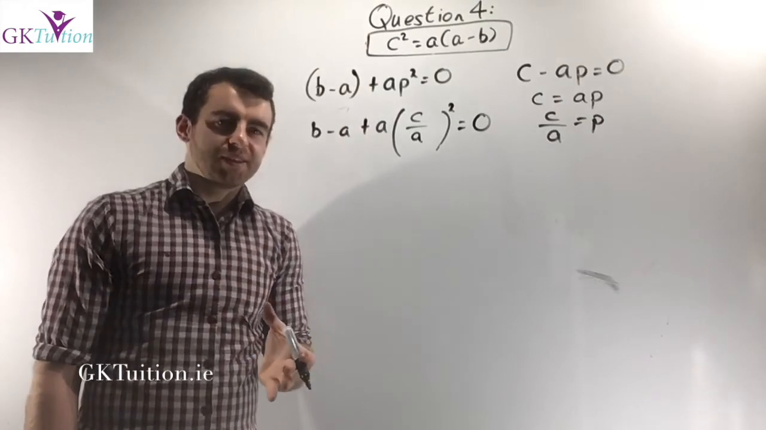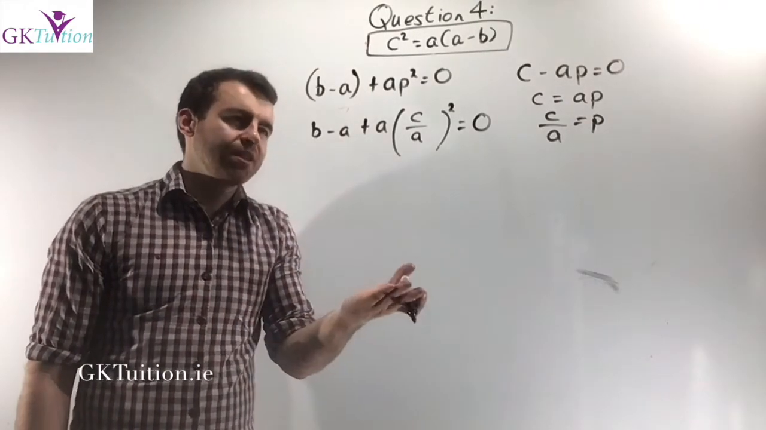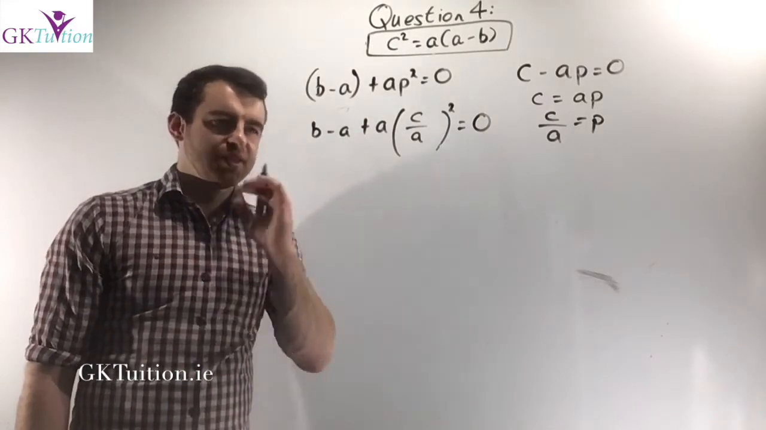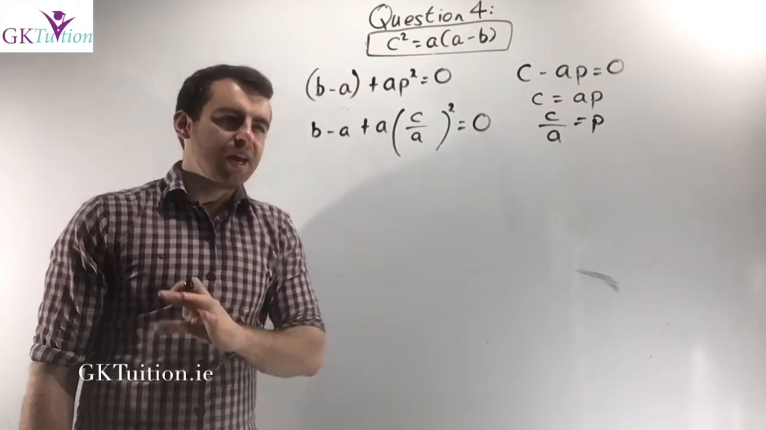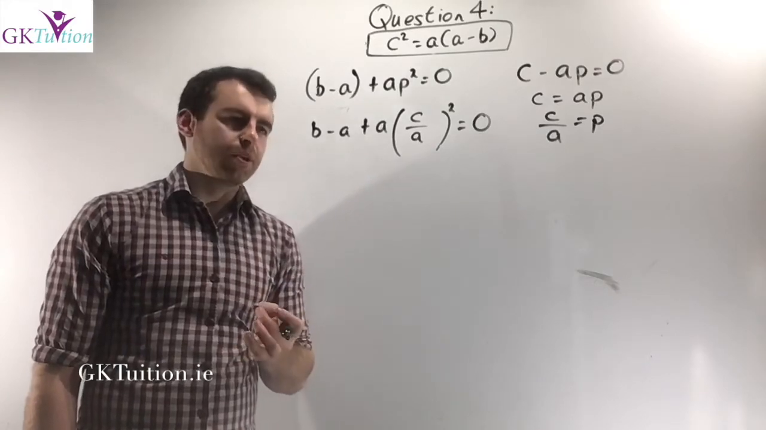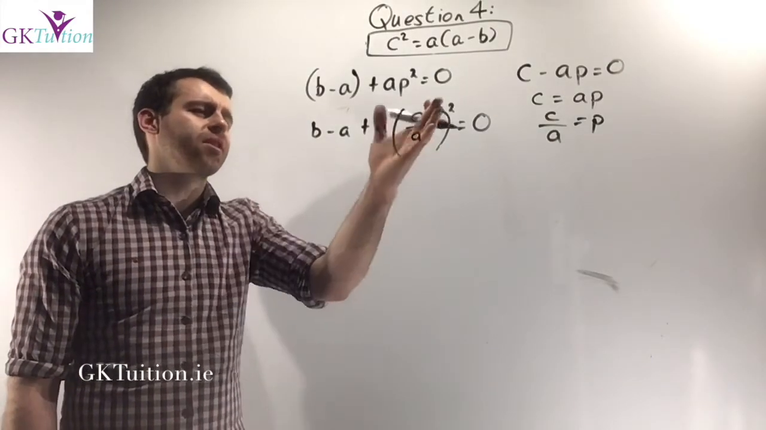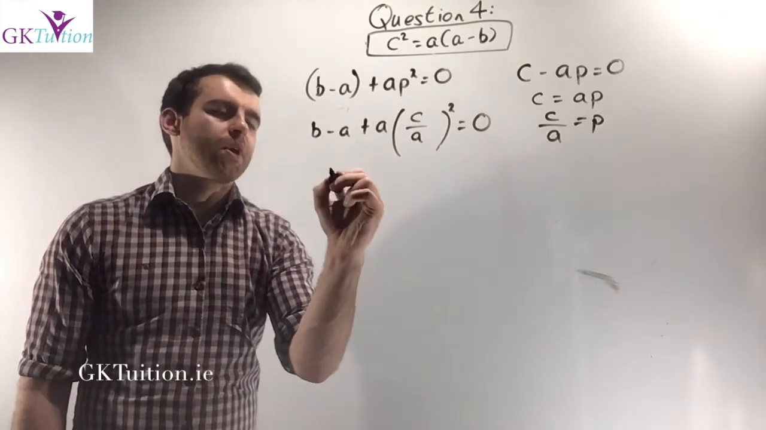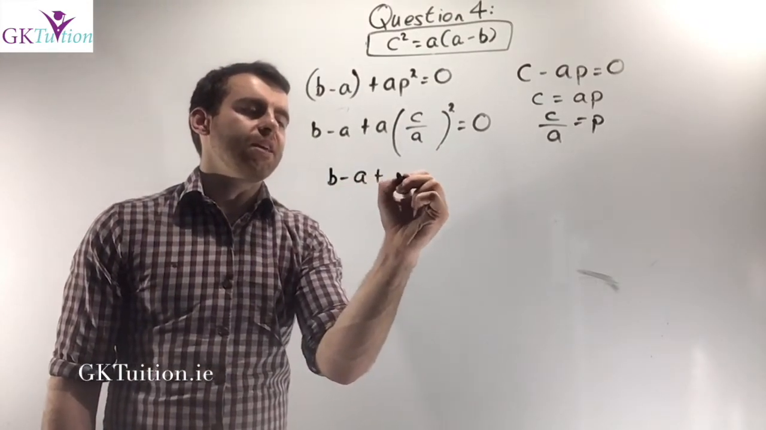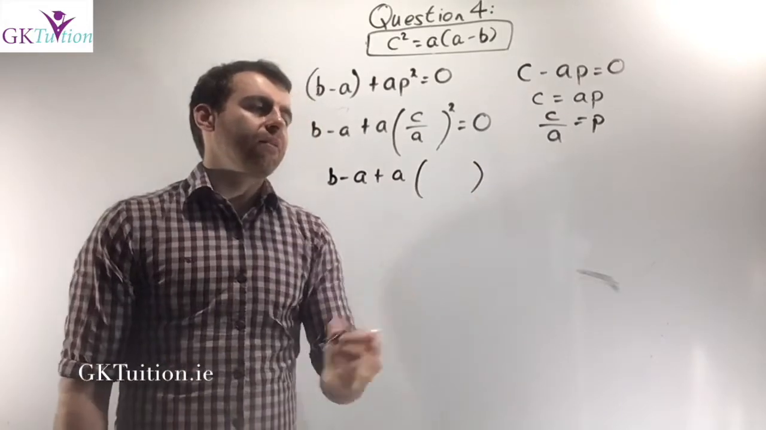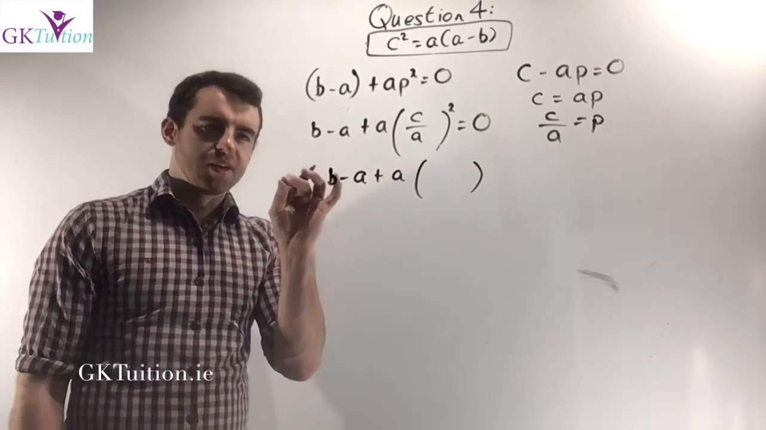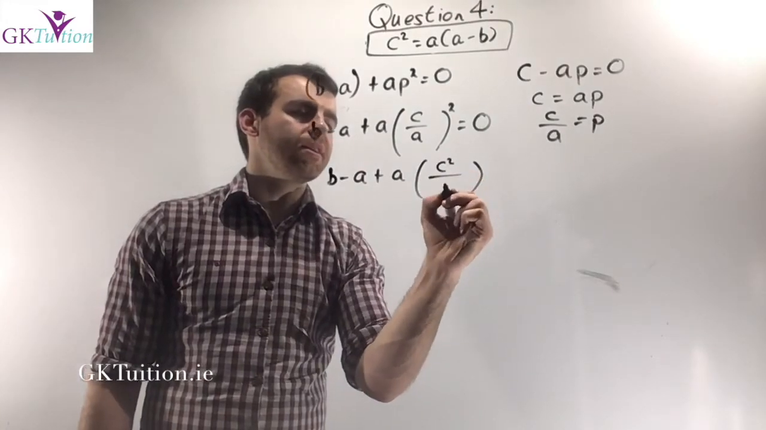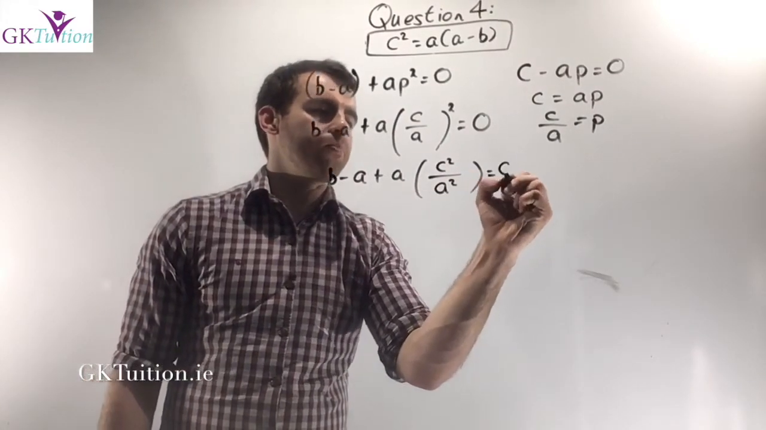If I haven't made a mistake, I should be able to just manipulate this around and end up with what I've been asked for. So what I would suggest now is just ignore this for the moment and just simplify it as much as possible. For me, the first thing I should do there is to get rid of the squared, or at least square the fraction. So I can write this as B minus A plus A times, and if you're squaring a fraction, you just square the top and square the bottom.